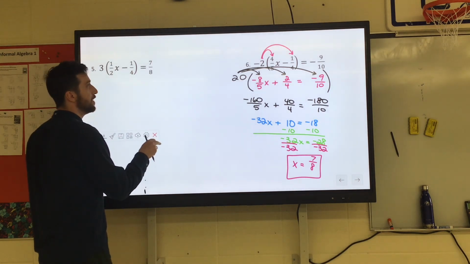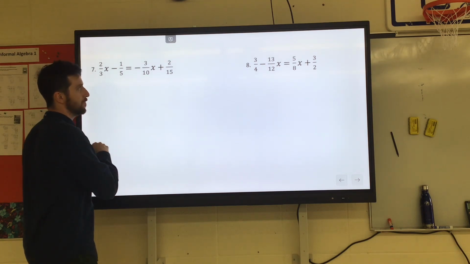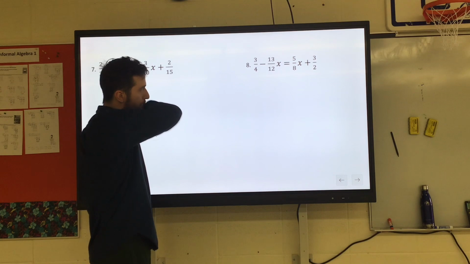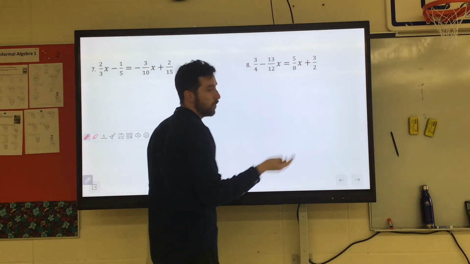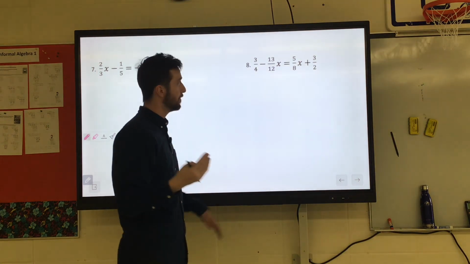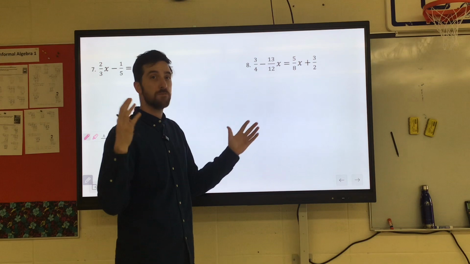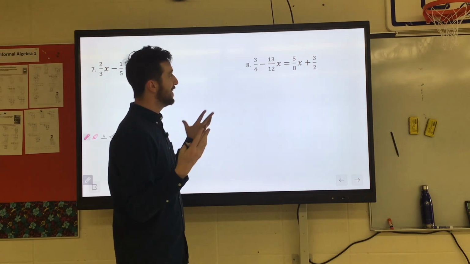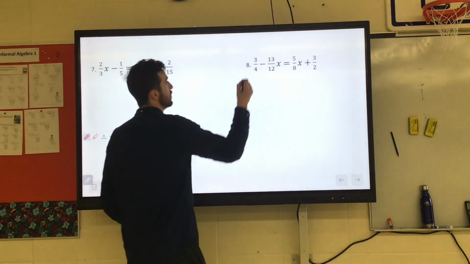Let's try number 8. All right, nothing to distribute on number 8. So we need a number that 4, 12, 8, and 2 all go into. You can multiply all of those together if you'd like. Huge number, but they would all go in there. They also do go into 24 as well. So we can just use 24.